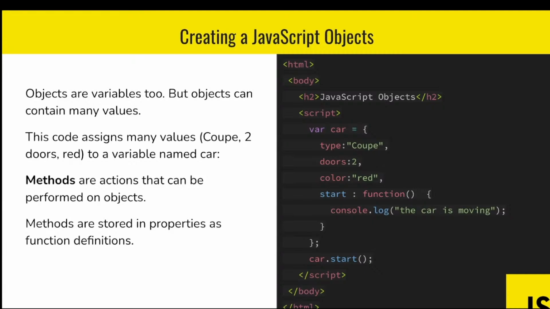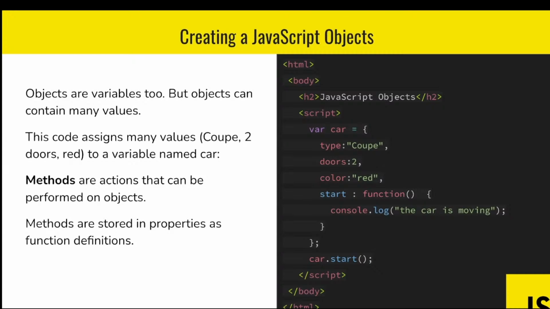How is it even pronounced? Coupe, or something. And then it has 2 doors. Then its color is red. And when you call the start method on it, what happens? It says the car is moving. You can do anything in the function.